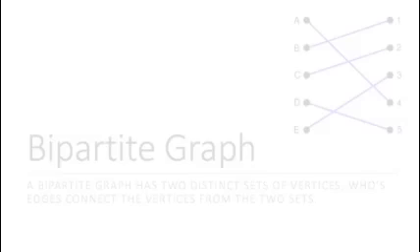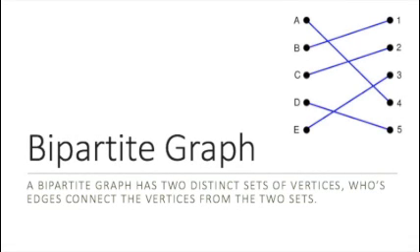Now, before we can get stuck in, the first thing that we need to understand is the concept of a bipartite graph. A bipartite graph is a graph that has two distinct sets of vertices whose edges connect vertices from the two distinct sets. It's also very important to note that no edge can connect two vertices from the same set.